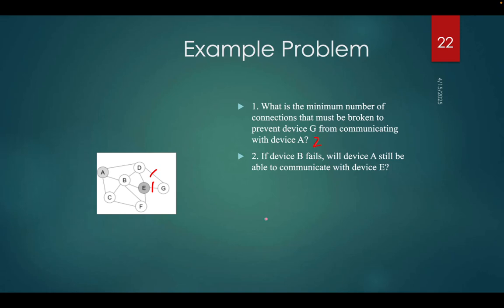So, second question: if device B fails, will device A still be able to communicate with device E? Over here this is device B. Let's just take this out. It means this doesn't connect either and this doesn't connect either. Well, we see that A can still go through D, and D connects with E, or it can go through C, which goes to F, which also connects to E. So device A will still be able to communicate with device E in that case. So yes.